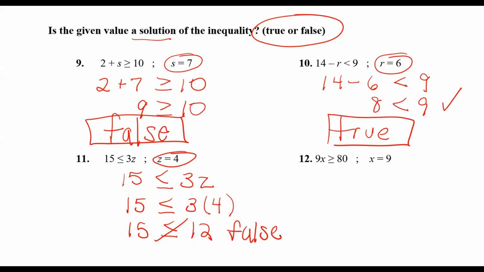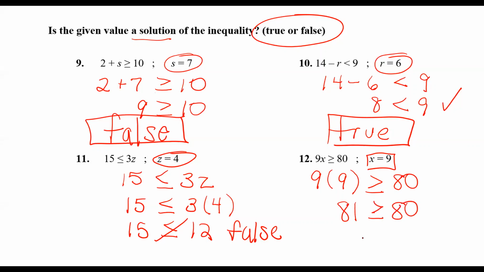And then 9x, and in this case x is 9. 9 times 9. Is 9 times 9 greater than 80? Yep, I can hear you guys saying it. It's 81. Okay, so is 81 greater than 80? Yeah. It doesn't have to be equal to. It's either going to be one or the other. So it is, that works. So this is a true statement.